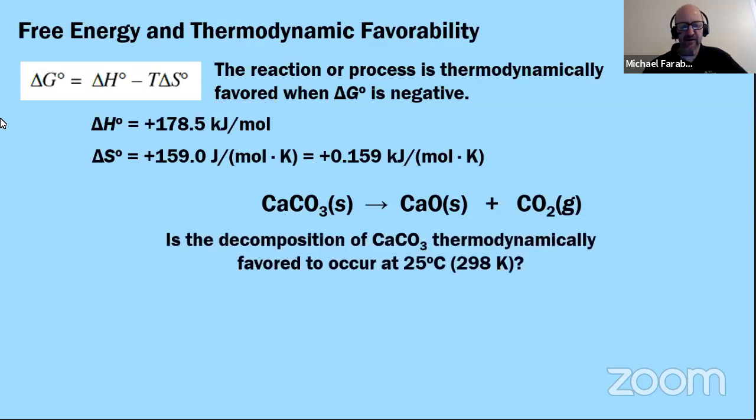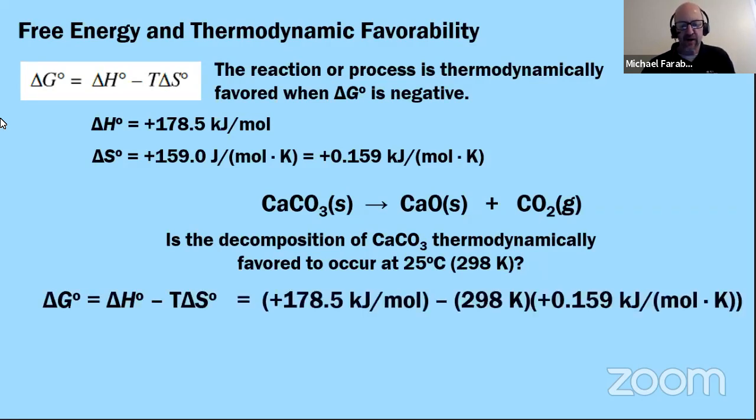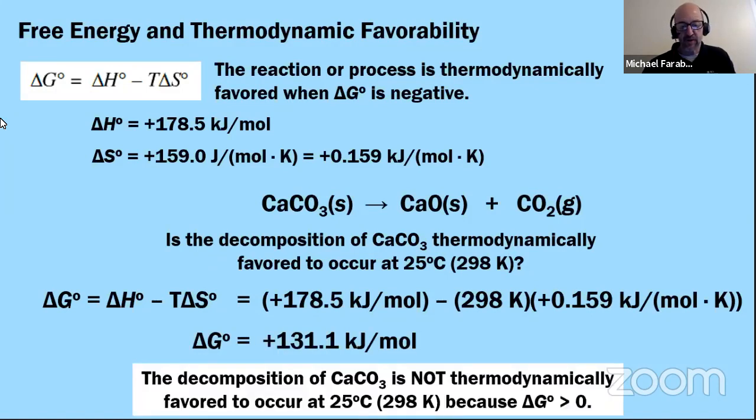All right, so delta G would be delta H minus T delta S. Is the decomposition of calcium carbonate thermodynamically favored to occur at 298 Kelvin or 25 Celsius? So there's our equation. We'll plug in our numbers. And again, notice I have changed my delta S into units of kilojoules, so it will match. The kilojoules are going to be present in my final answer. The Kelvin will cancel out. And so I did this math and I got a positive value. So the answer to this question is no. The decomposition of calcium carbonate is not thermodynamically favored to occur at 25 degrees Celsius.